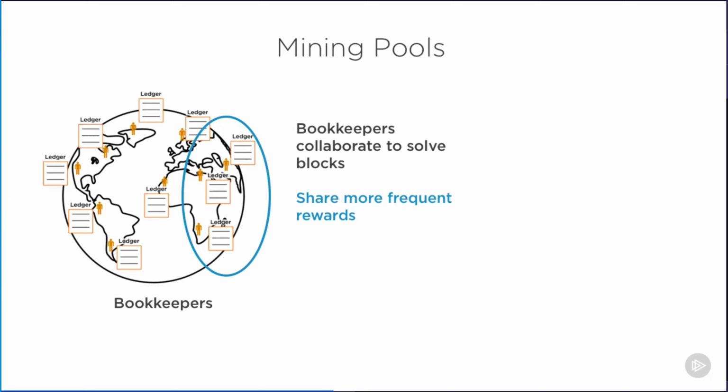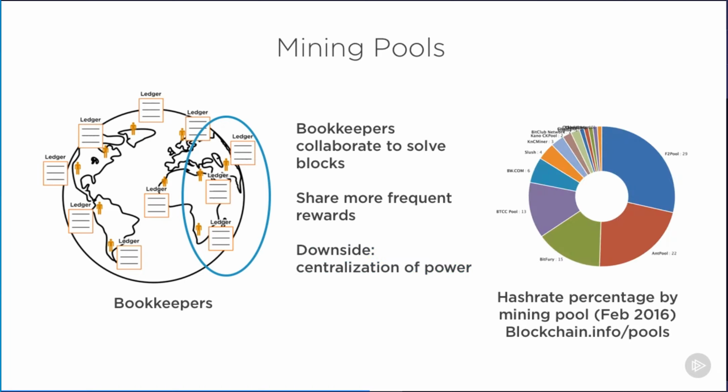This brings me to another form of double spend attack. While mining pools enable bookkeepers to receive a steadier payout, they also centralize power to the pool operators. Currently, several pools have over 10% of the total network hashing power, which you can see at blockchain.info/pools. With so much hashing power, it's possible to change the blockchain.